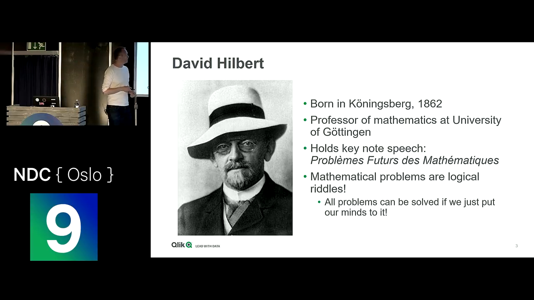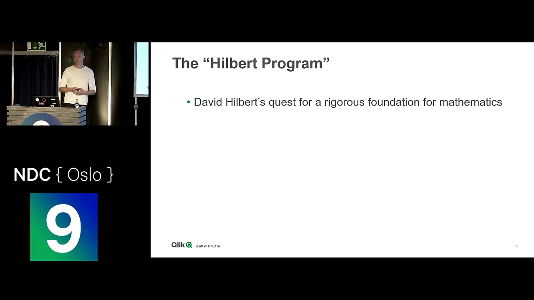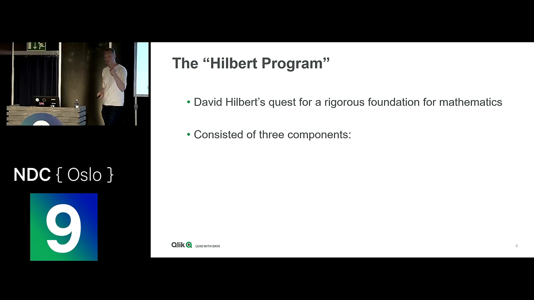He himself was very deeply involved in a project that went even deeper than this, which is known as the Hilbert program. And his thought was that since all these problems are problems that we can solve as a human race, it should be possible to define a semantics of what mathematics really is so that we can automate that process. And this Hilbert program was a quest for finding this rigorous foundations of the lowest level of what mathematics is, so we can build a system. And this quest consists of finding three things, three components.